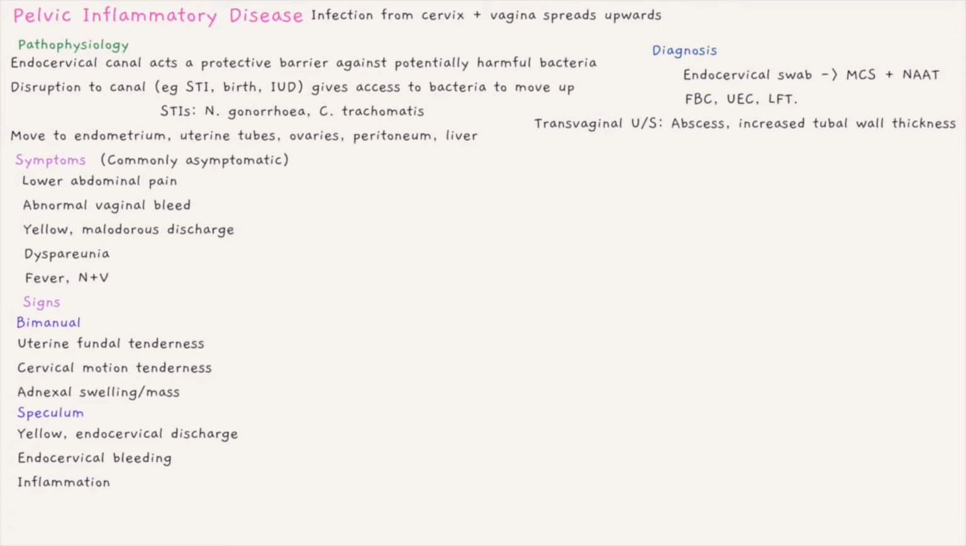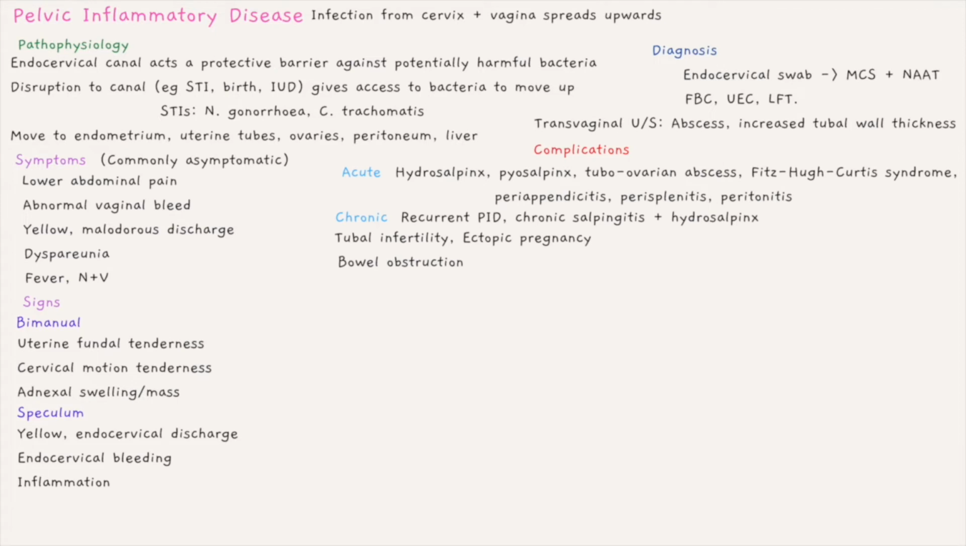Diagnosis requires an endocervical swab for microscopy, culture, and stain for gonorrhea, and a PCR for both gonorrhea and chlamydia. FBC, UECs, and LFTs as usual, taking particular note of Fitz-Hugh-Curtis syndrome in LFTs, which we'll talk about later. A transvaginal ultrasound may reveal abscess or adnexal masses, or an increased tubal thickness, so greater than 5 mm. Laparoscopy is needed to identify salpingitis.